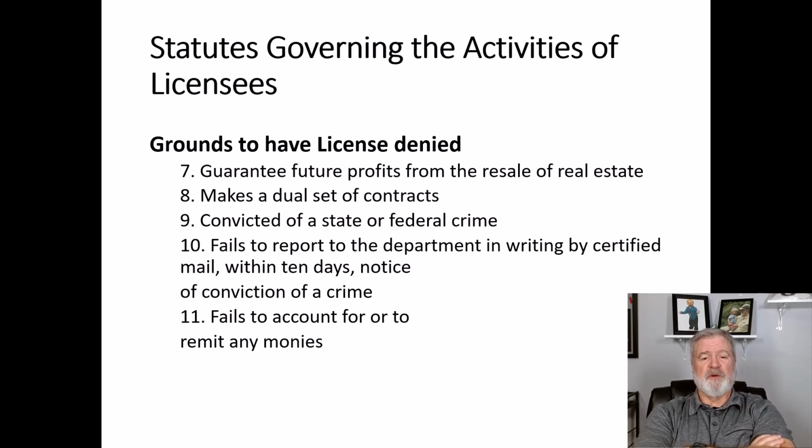Because if you look at number 10, it's saying if you are convicted of any state or federal crime, for example, those things in number 9, then you must notify the real estate commission, and it says you must do so by certified mail within 10 days. I'd remember that, by the way. So if you're convicted of a crime, you've got to notify the real estate commission that you have in fact been convicted of a crime. You've got to notify them by certified mail and within 10 days.